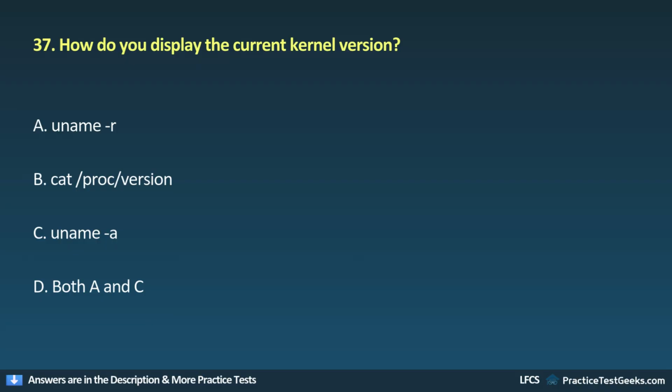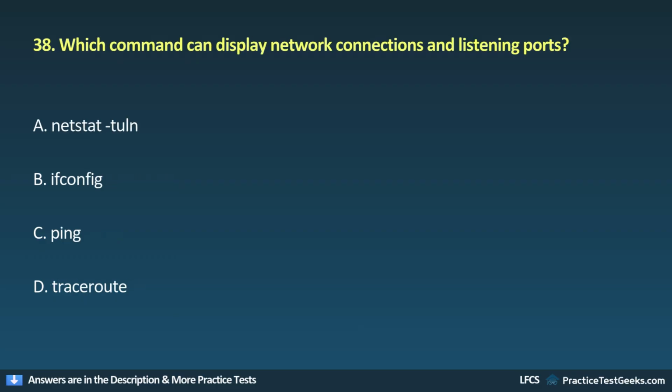A. uname -r. B. cat /proc/version. C. uname -a. D. Both A and C. 38. Which command can display network connections and listening ports?